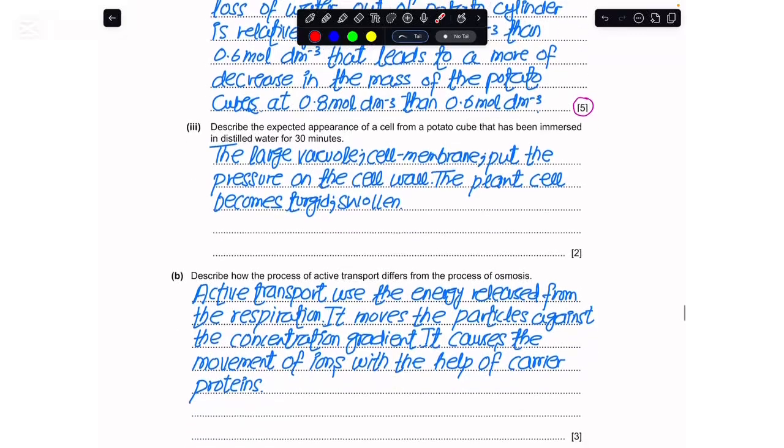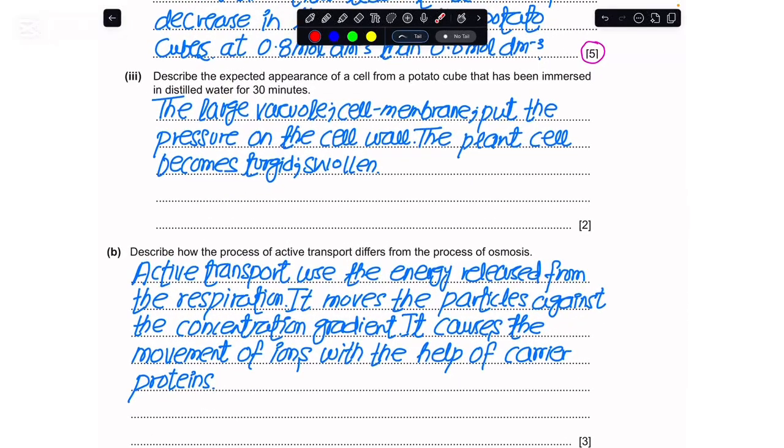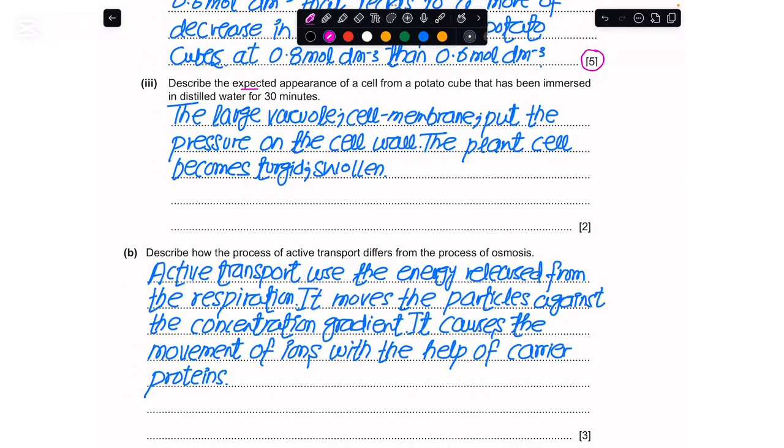Now, moving onward, for a total of 2 marks, they say that we are required to describe the expected appearance of the cell from the potato cube that has been immersed in distilled water for a total of 30 minutes. So you see that if I place the potato cubes in distilled water, the water would enter into their large vacuole. So their large vacuole or the cell membrane would increase in size, and for sure they would put pressure on the cell wall, and the plant cells would become turgid or swollen. Like we were required to write the appearance, not the mechanism.